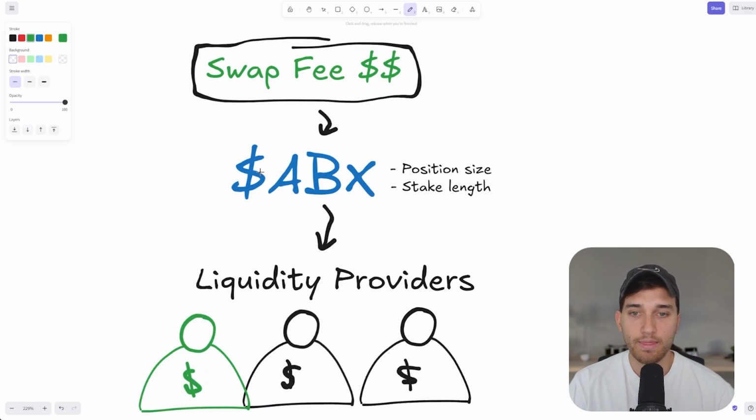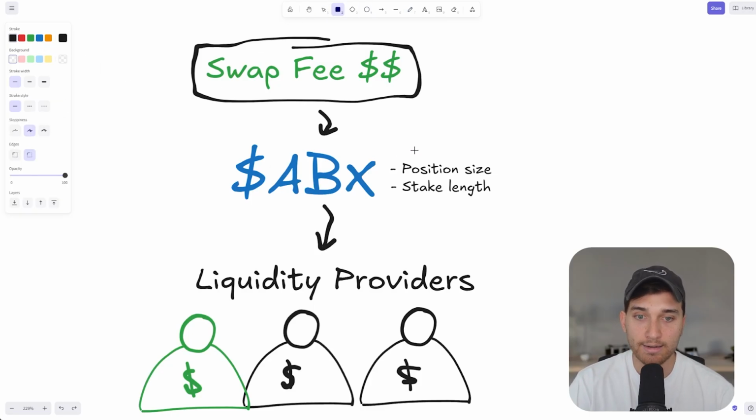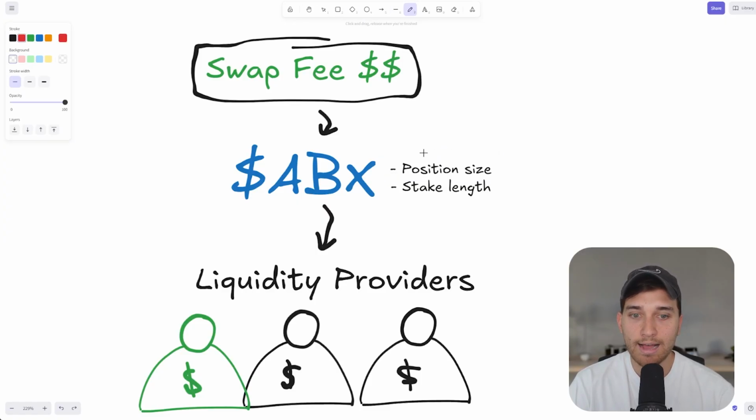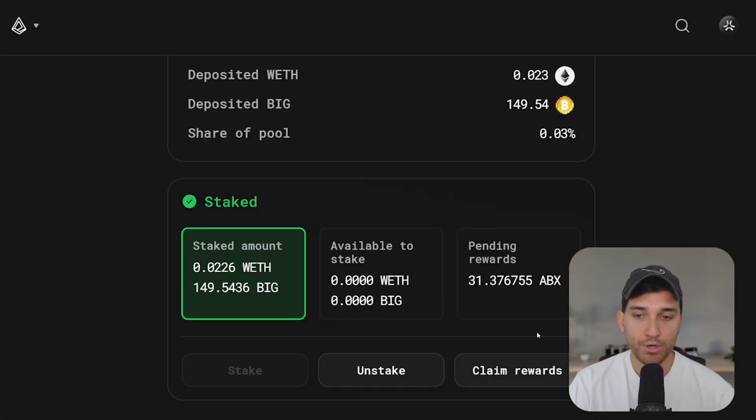The swap fees that the liquidity pools generate are basically being distributed in the form of this ABX token to me, as well as all the other liquidity providers inside of that pool, which we already mentioned. The amount that you receive is also dependent on a couple of other factors, including the position size that you have in that liquidity pool, as well as the length of time that you've staked that position, which you can do.